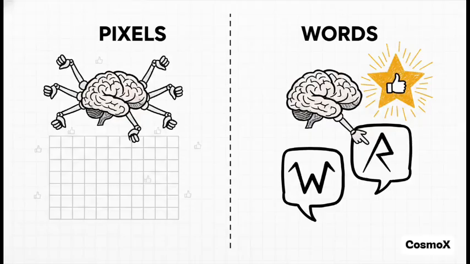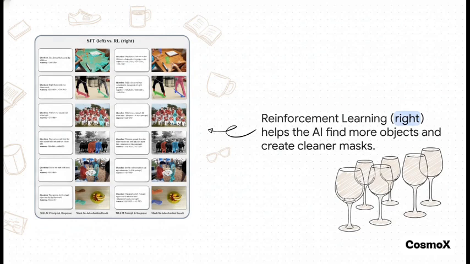But wait, there's another huge benefit here. Because the masks are now just words, it gets way easier to train the AI to be better. You can use a method called reinforcement learning. Think of it like training a dog. You just give the AI a treat, a reward, for getting the right words for a mask. This is so much more efficient than the old way of trying to reward it for getting thousands of different pixels just right.